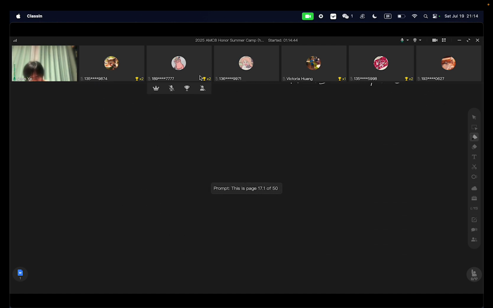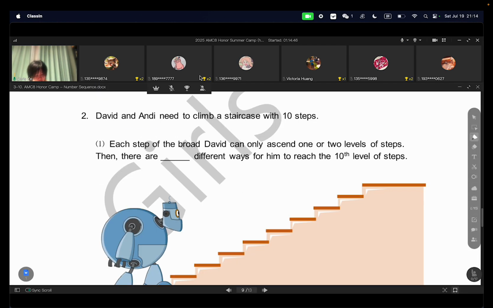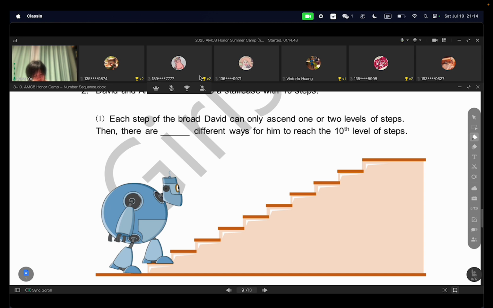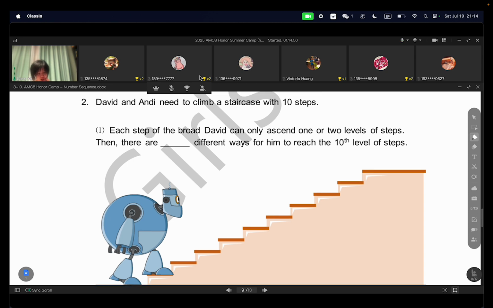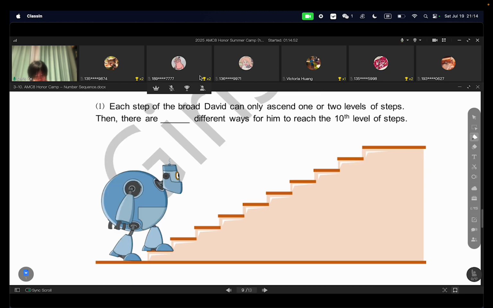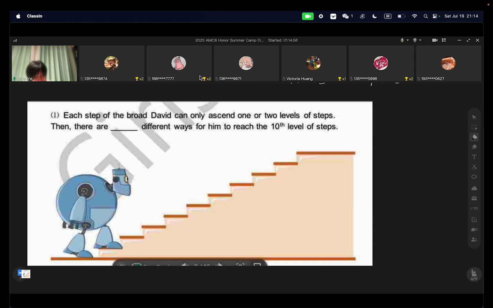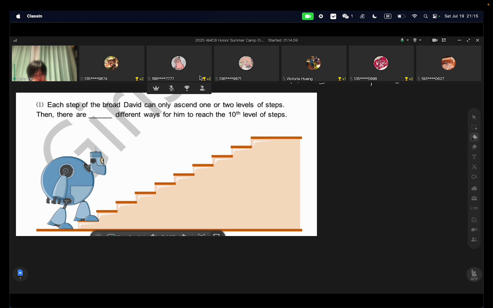If not, then let's move on to the next one. This one seems a bit more complicated. David and Andy need to climb a staircase with 10 steps. Let's first do this one. At each step, David can only ascend 1 or 2 levels of steps. How many ways are there for him to reach the 10th level?